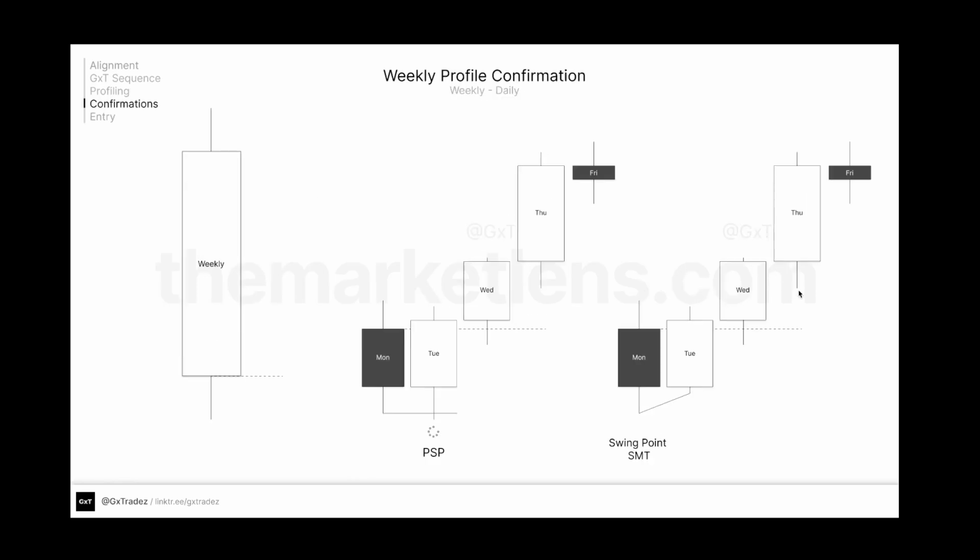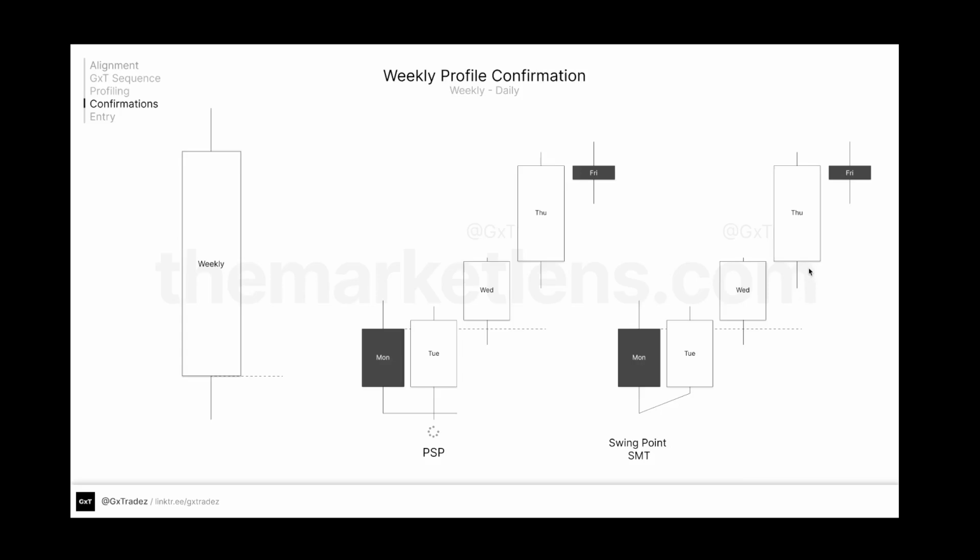So now let's get into weekly profile confirmations. So now we're applying what we did last week. We don't just use swing formations. We want to ideally see precision swing points, SMT with swing points, 2-stage PSPs. Ideally, that's what we want to confirm swing points with. Now, it's not something you have to do, but it's ideal. This is what I'm always looking for.